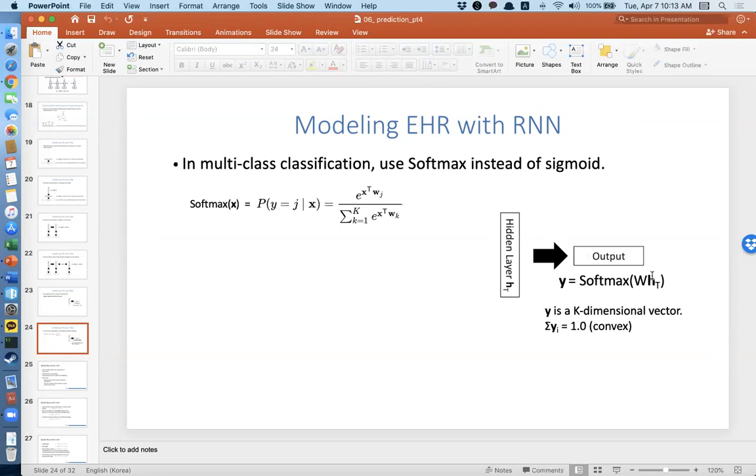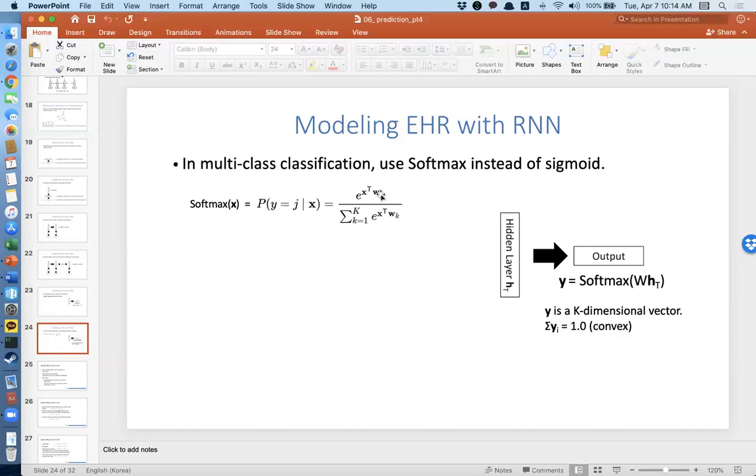And it's the same thing. You use the last hidden layer value HT, and then you multiply it by some weight matrix, and you put it through a softmax function. And your Y would be a K-dimensional vector, K being the number of options or number of classes. And so the Y must be a convex vector. Convex meaning that if you sum up all the dimensions of your Y vector, it should sum to 1. And it follows this formula.